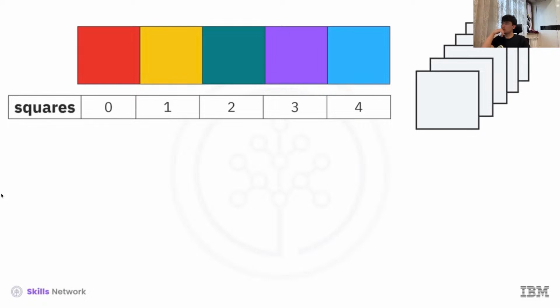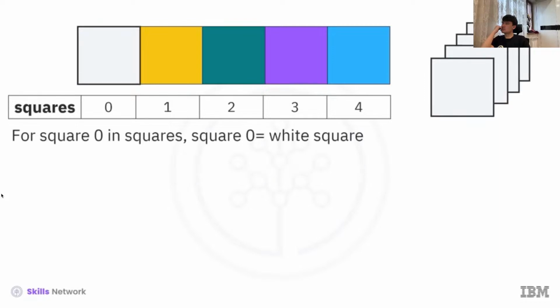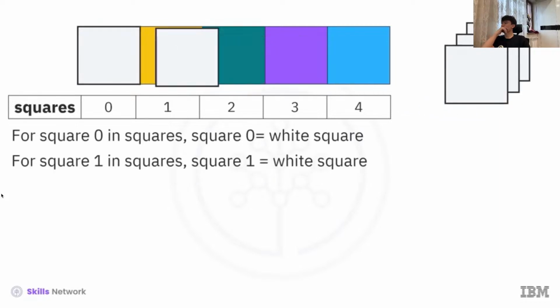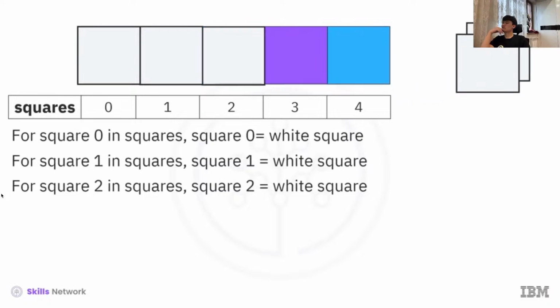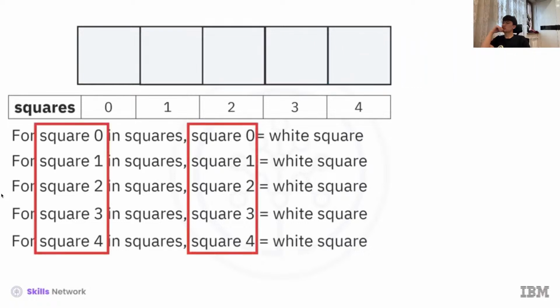Let's give each square a number to make things a little easier, and refer to the group of squares as squares. If we wanted to tell someone to replace square 0 with a white square, we would say: replace square 0 with a white square. Or we can say for square 0 in squares, square 0 equals white square. Similarly, for the next square, we can say for square 1 in squares, square 1 equals white square. For the next square, we can say for square 2 in squares, square 2 equals white square. We repeat the process for each square. The only thing that changes is the index of the square we are referring to.